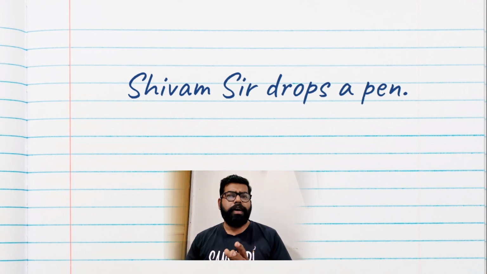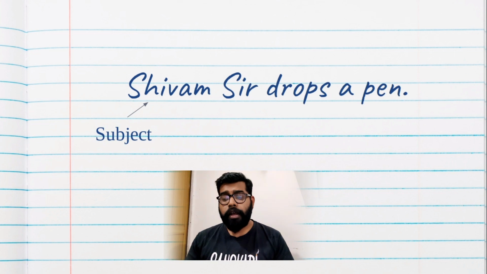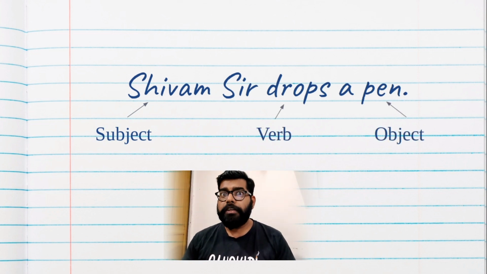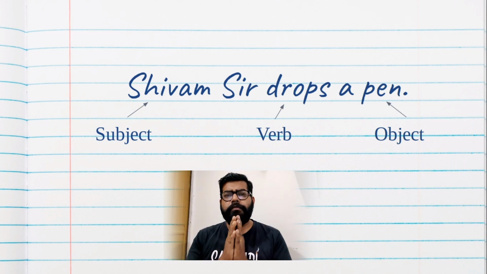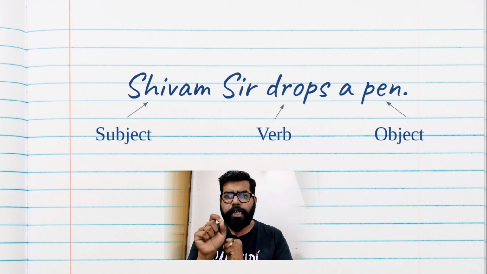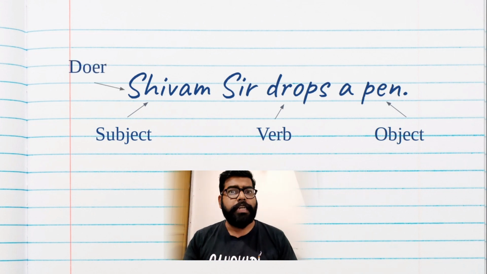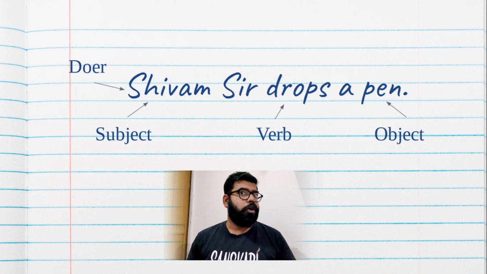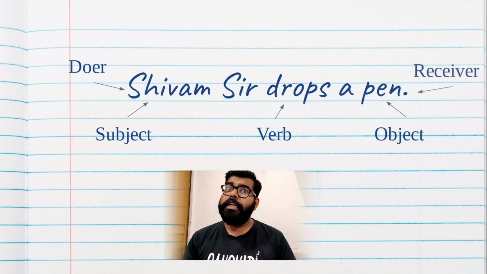Now this sentence can be divided in three parts. First, the subject, which is Shivam Sir, then the verb, which is drops, and then the object, which is the pen. A pen in this case, sorry, a pen. If I can divide this in three parts, I can also say there is someone who is doing the action, doing the verb. If I ask you who is dropping the pen, you will say it is Shivam Sir. He is the doer of the action. And if I ask you who is receiving the action, who is being dropped, it is obviously the pen or a pen in this case.